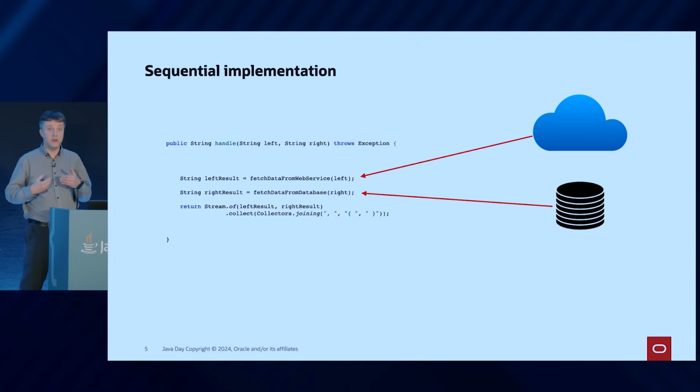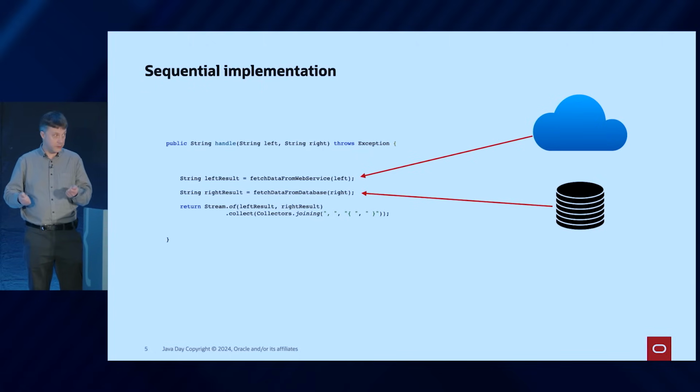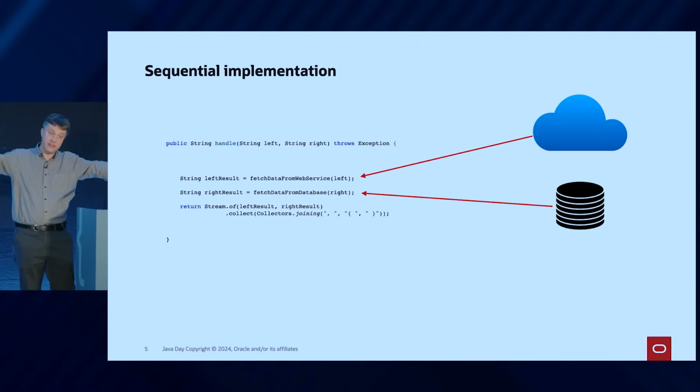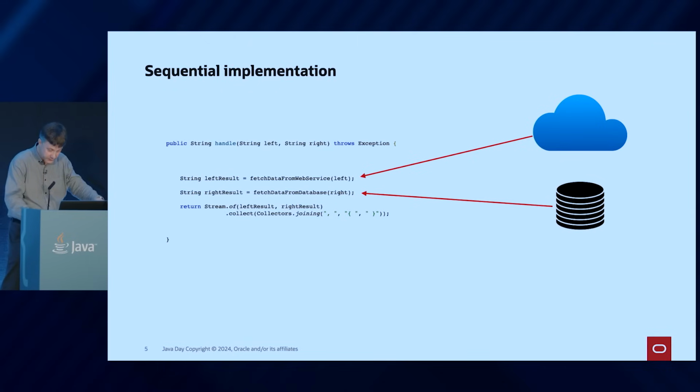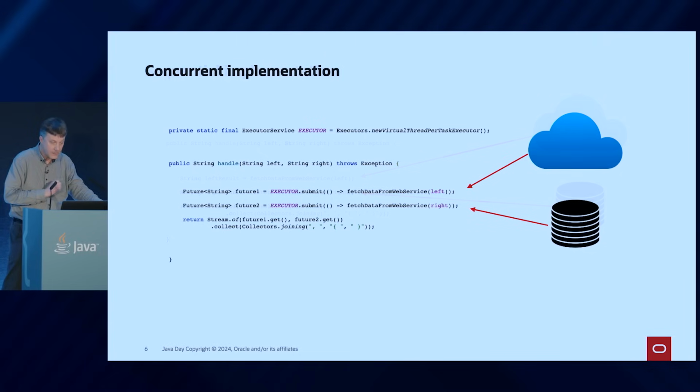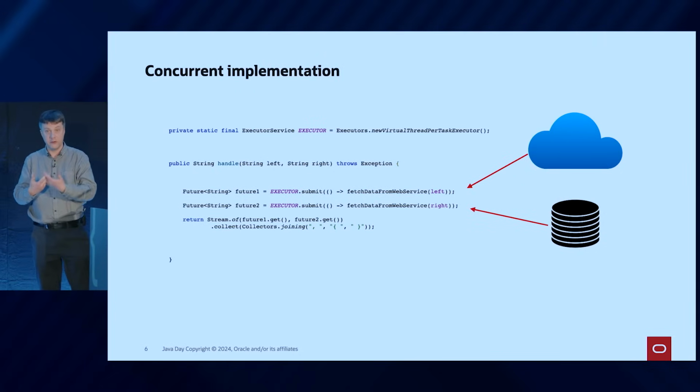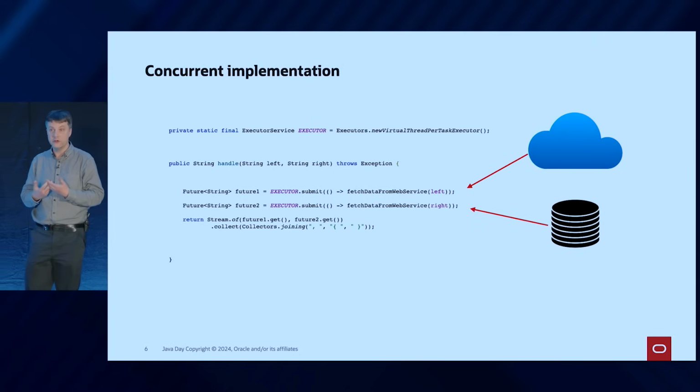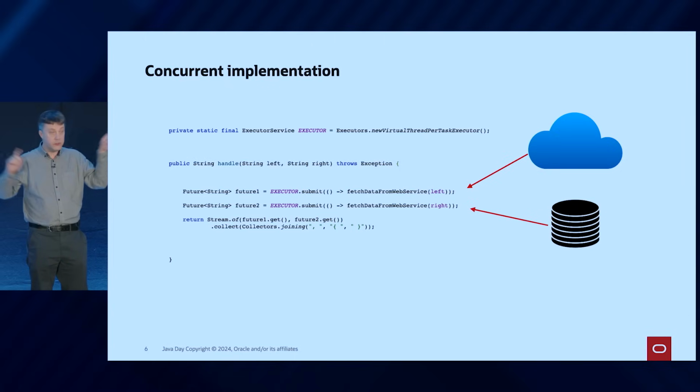What if we want to speed this up by having both of these operations run concurrently? So we want to fetch from the web service and the database at the same time. Great, we'll go and try and do that. I'm going to start with the first concurrent implementation, which is going to create a virtual thread to do each one of these services. In Ron's presentation, he introduced you to an executor service that had a policy that created a virtual thread for each task.